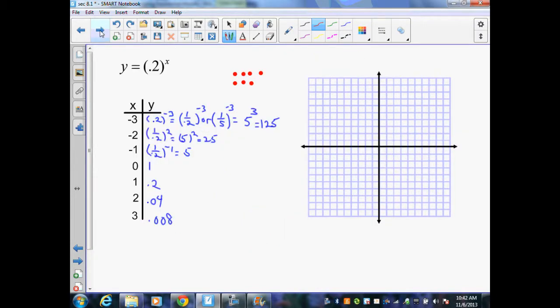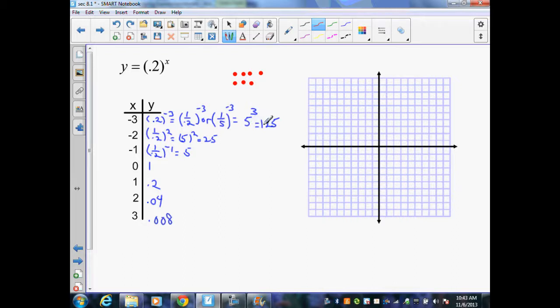My next example, I have y equals 0.2 to the x. Again, my b value is between 0 and 1, therefore this is going to be an exponential function that is a decay. When I substitute in, I'm going to have a -3 as my exponent, 0.2 to the -3. The negative tells me I need to find the reciprocal, which is 1 over 0.2, or I know 0.2 as a fraction is 1/5. 1 over 0.2 or 1/5, when I find the reciprocal because my exponent is negative, is going to give me 5.